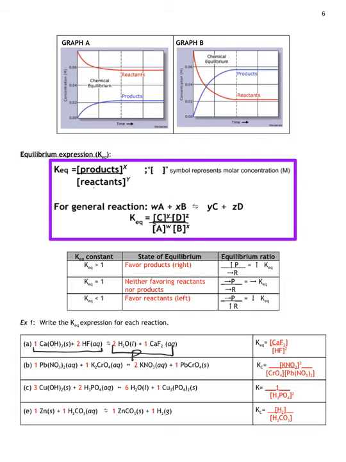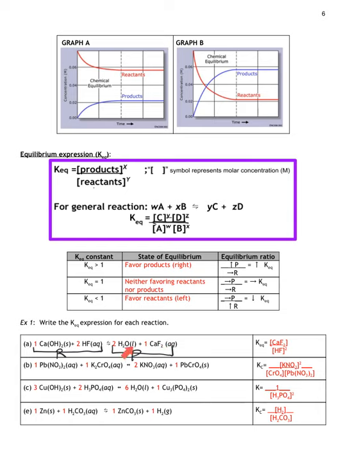This is your reactant side. So we're going to do products over reactants. So I have to denote concentration, which is in brackets. So we start off with the products. The product that counts would only be CaF2, so calcium fluoride.